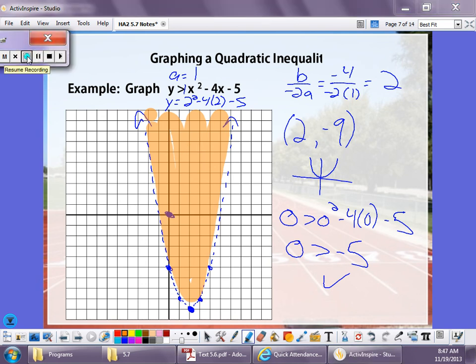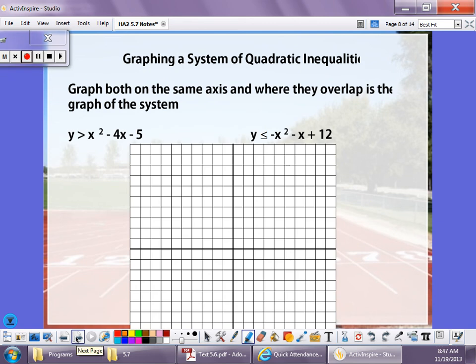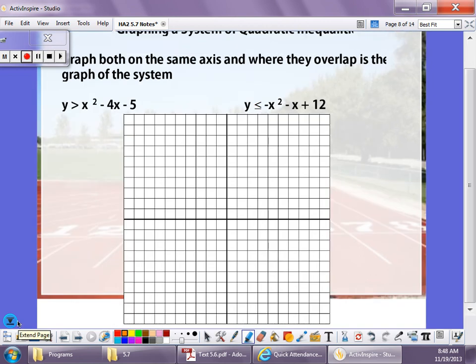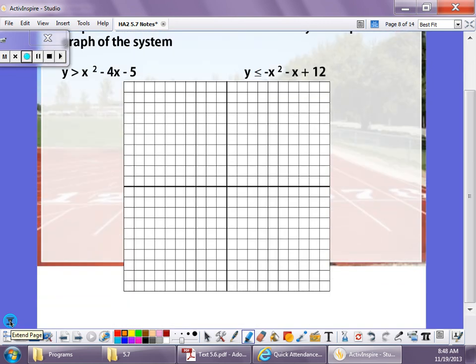Next, we're going to graph two quadratic inequalities on the same graph, and then the portion where the shaded area overlaps is going to be your final solution. So this is a little involved, but not really any more difficult. This is the same equation we just did. So I can graph that (2, negative 9). Exactly. So I'm going over 1, up 1. Over 2, up 1, 2, 3, 4. So this is just the same graph we just did.